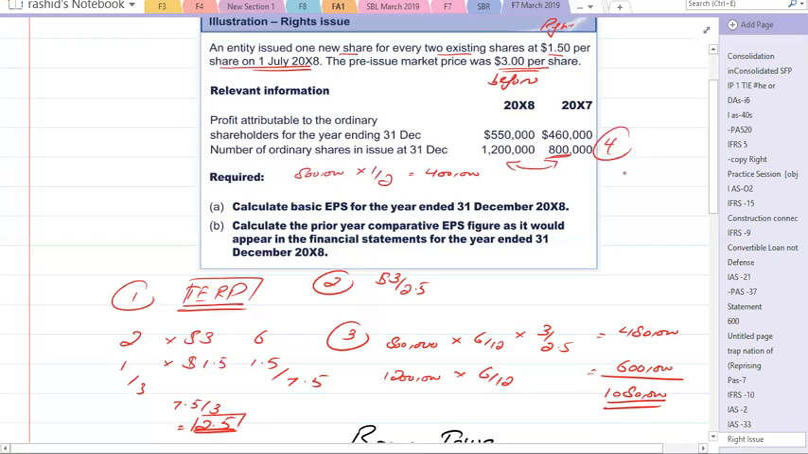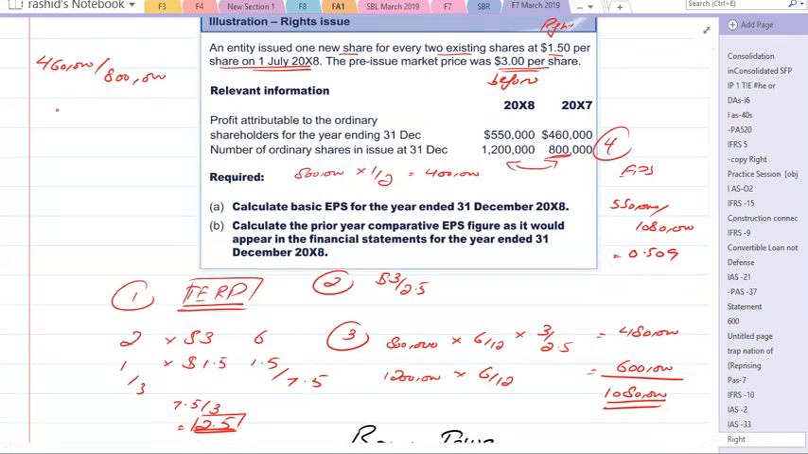EPS is simply profit after tax divided by weighted average number of shares. So 5,50,000 divided by 1,080,000. It is 0.509. Now, if you see, the previous year EPS was 4,60,000 divided by 8 lakh. It was 0.575. So if you compare the previous EPS with this, you will see that there's a drop.